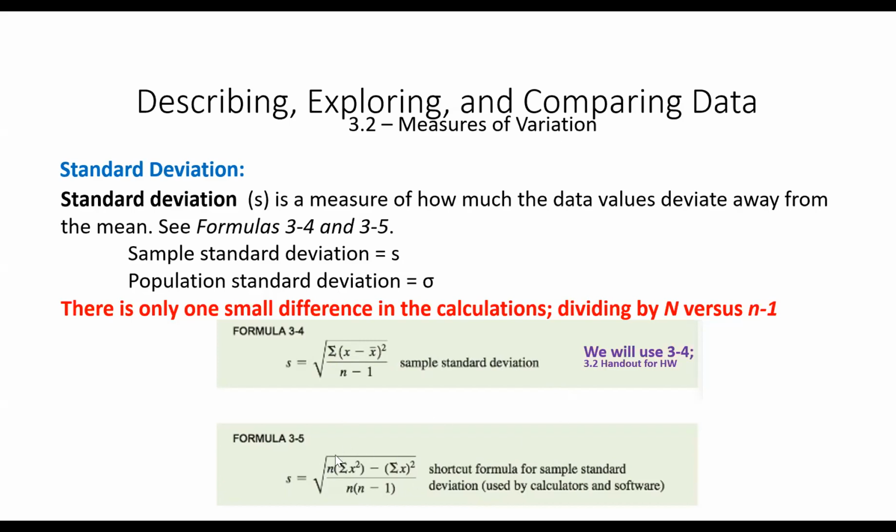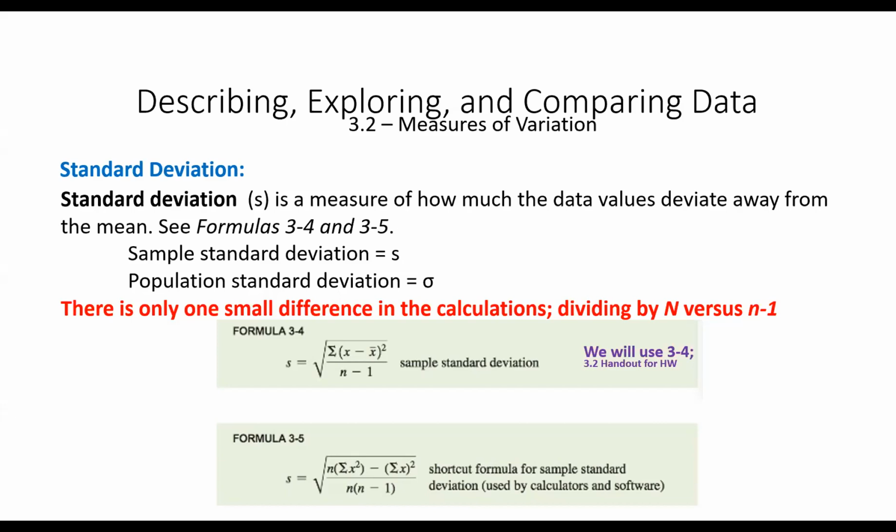One is this fancy formula right here. This fancy formula right here is very difficult. We're not going to go with formula 3.5. I probably wish I could cross it out. But what we will be doing in class, when you guys create this little handout, we will be using formula 3-4. We will be using formula 3-4. And yeah, we'll be doing that in a couple seconds.